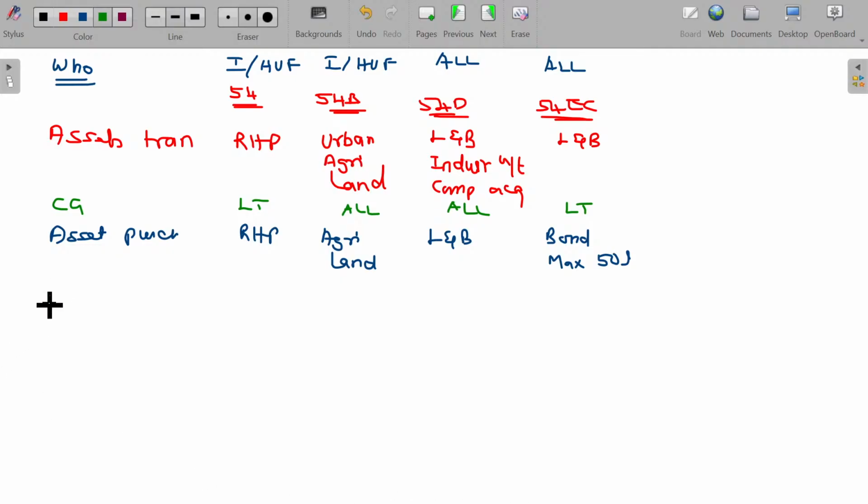And when to purchase? In case of buy, from the date of transfer, before that 1 year, after that 2 years. In case of construction, 3 years time will be given from the date of transfer.